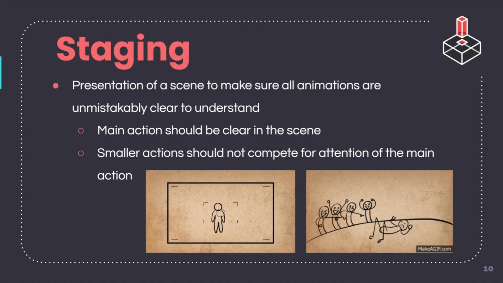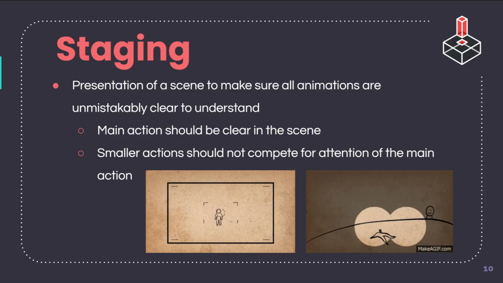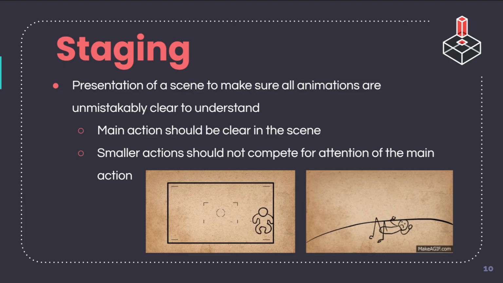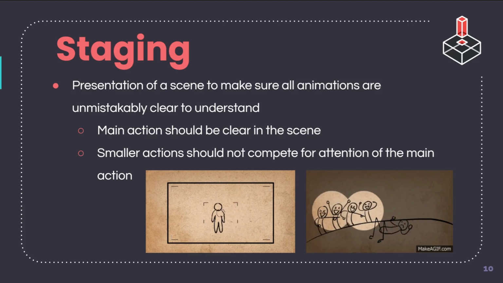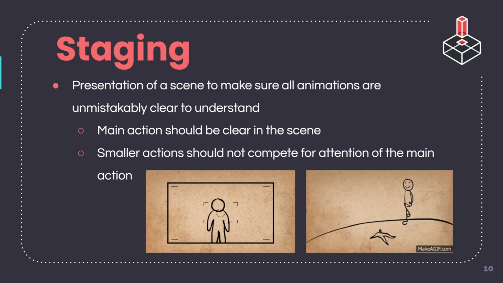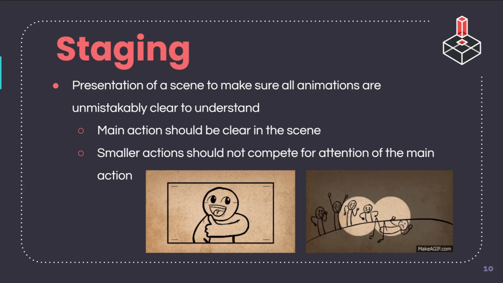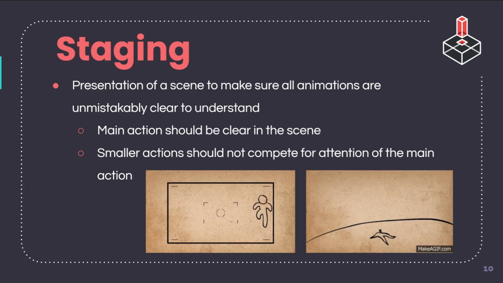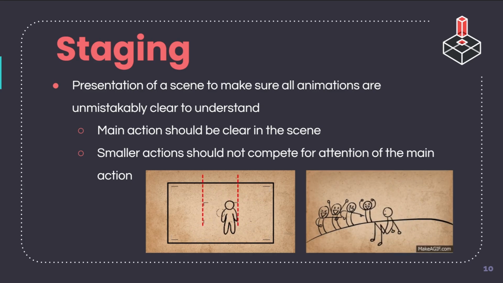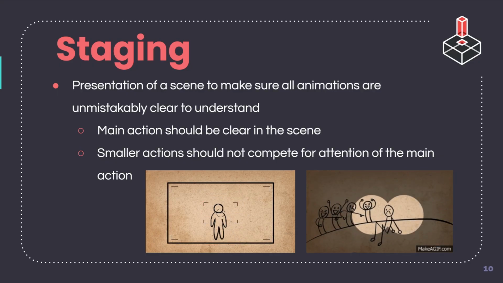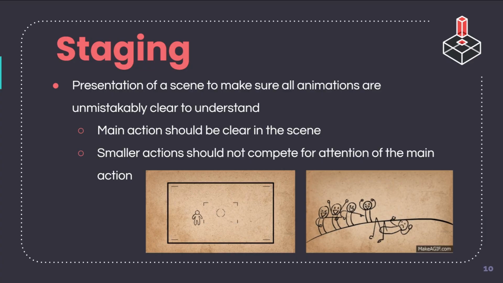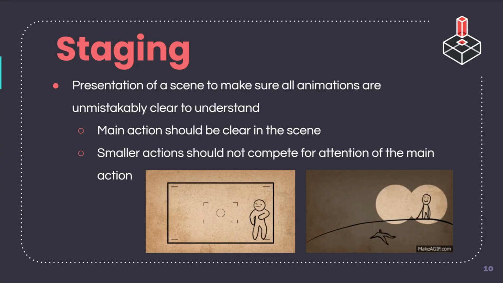Now, staging. Staging is the presentation of any idea that makes things unmistakably clear to understand. This concept leads more to the composition of a shot, such as the utilization of timing and positioning of camera and people. The whole idea is to make sure the audience is looking exactly where you want them to look. Make sure each main action isn't being upstaged by another competing action, and make sure an action finishes before the next action takes place. Without proper staging, the viewer doesn't know where to look and is lost with what's happening.